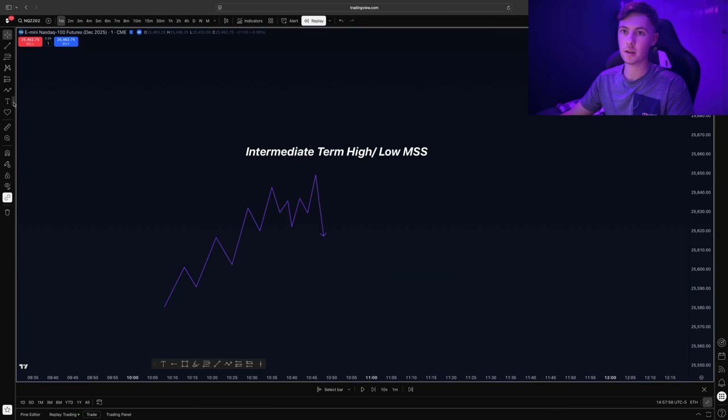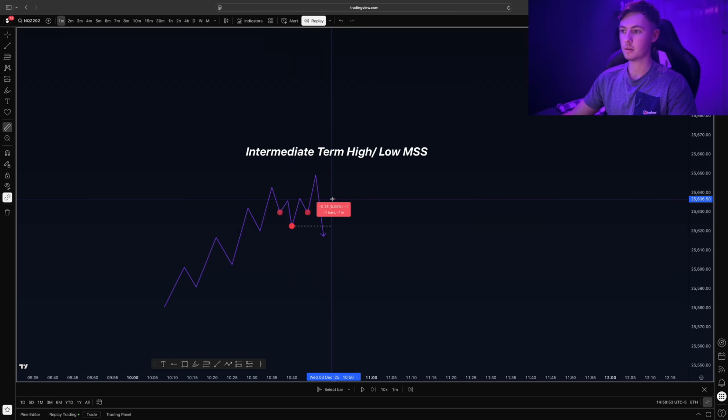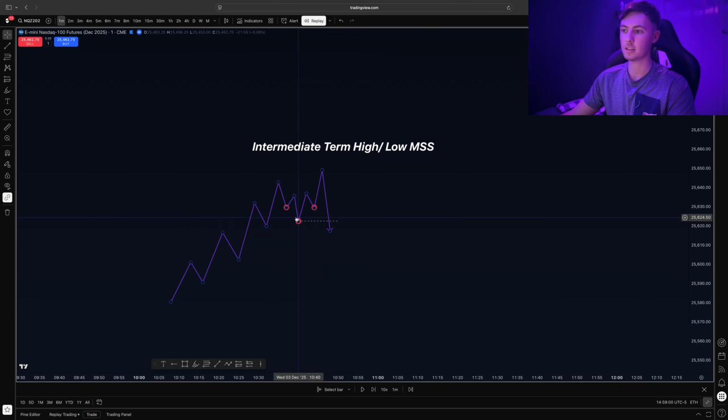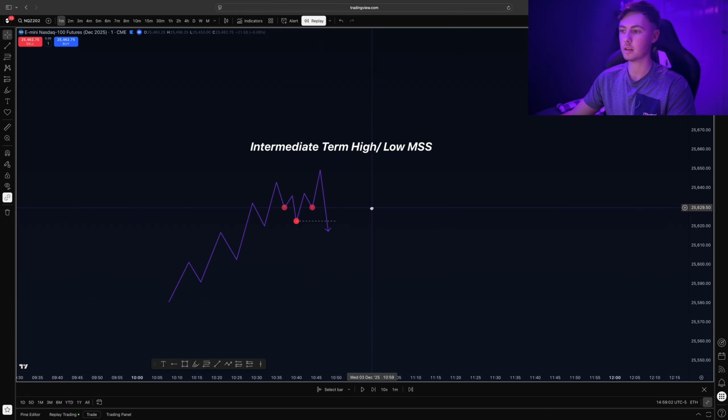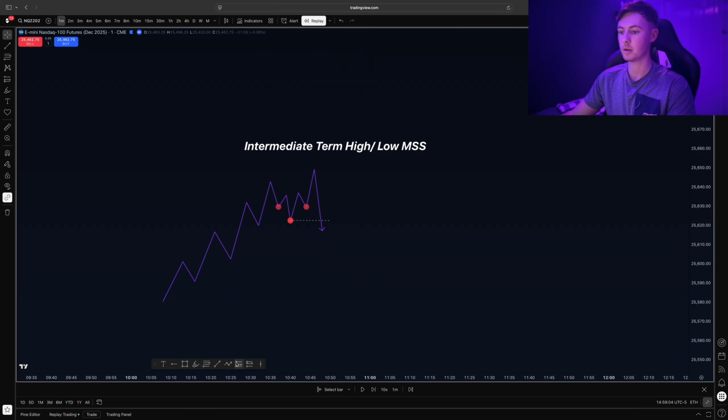So essentially what an intermediate term low is, you've got a higher short term low to the left of it, and then you've got a higher short term low to the right of it, and then the lowest of the three swing lows, this is your intermediate term low. And then as soon as price breaks this intermediate term low, that is classed as a significant market structure shift, more so than the short term low being broken to the downside. So whenever you see an intermediate term swing low get broken, that is more significant, and that is typically where you'll see bigger moves in the market.